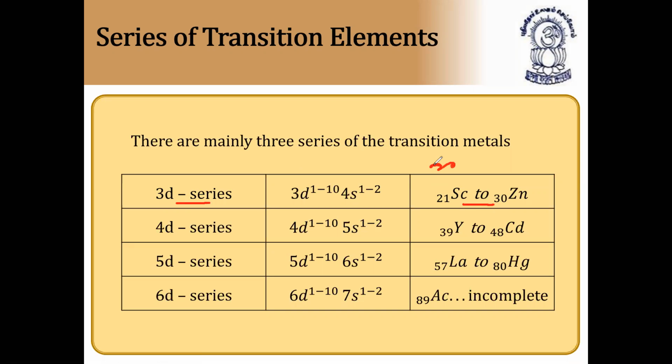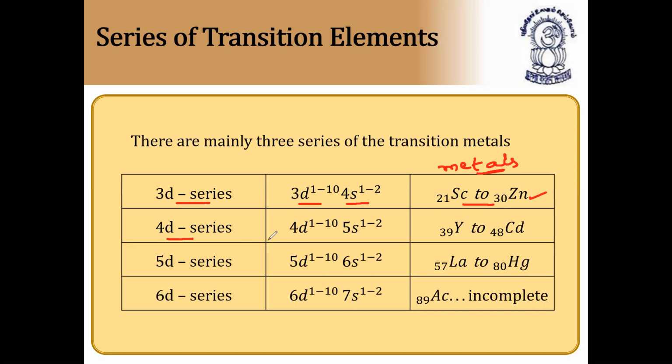Most important point is all the D block elements are metals. There is no non-metal in D block elements. All the D block elements are metals. The first D block series is the 3d series. It starts from scandium and ends with zinc. Scandium atomic number is 21 and zinc atomic number is 30. And the configuration is 3d 1 to 10, 4s 1 or 2.